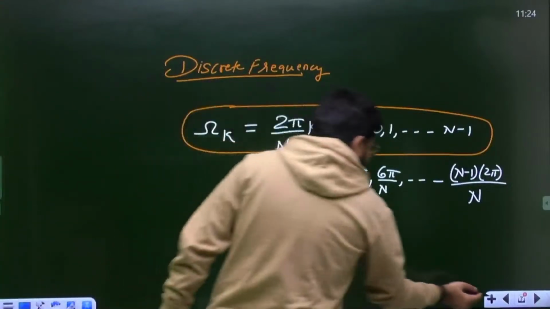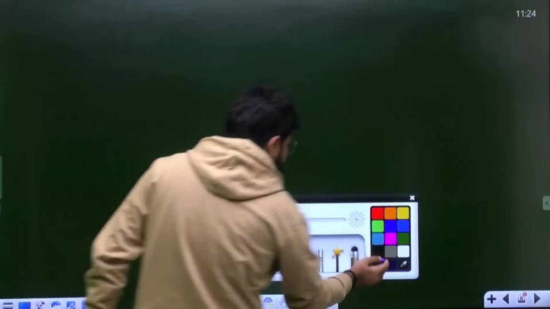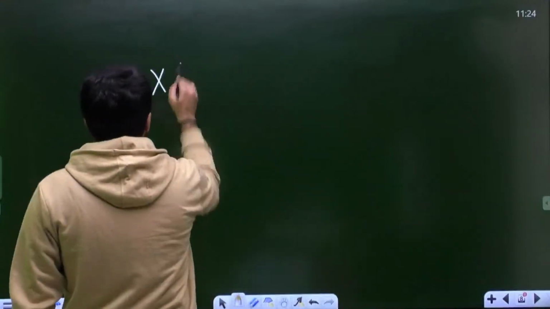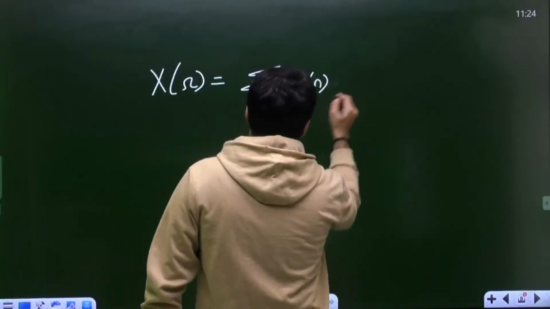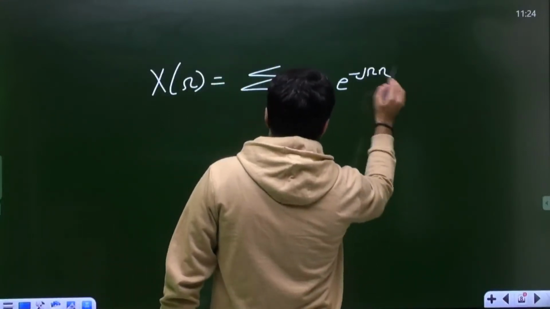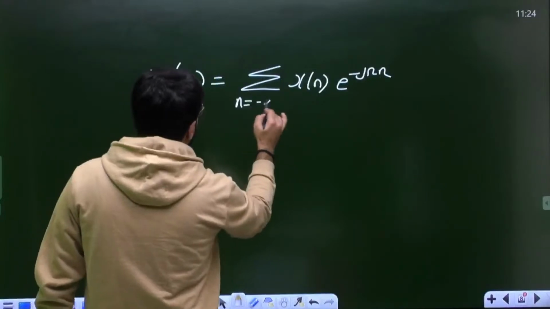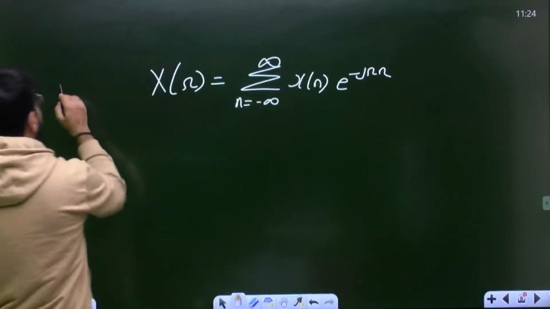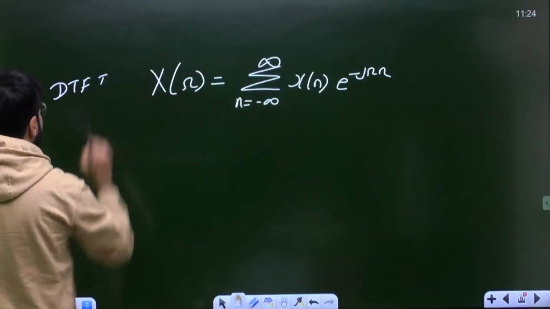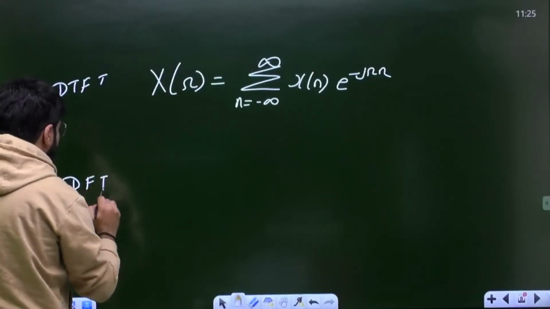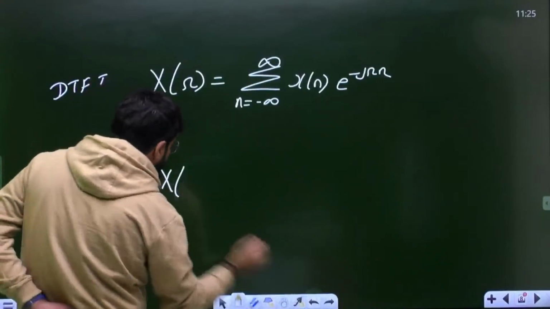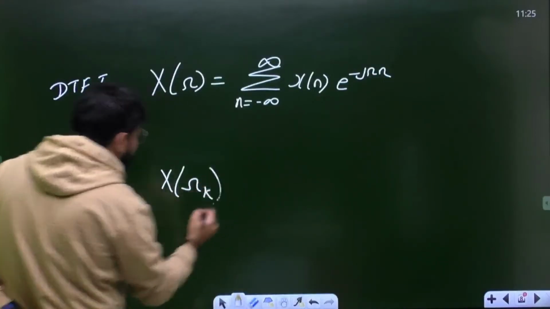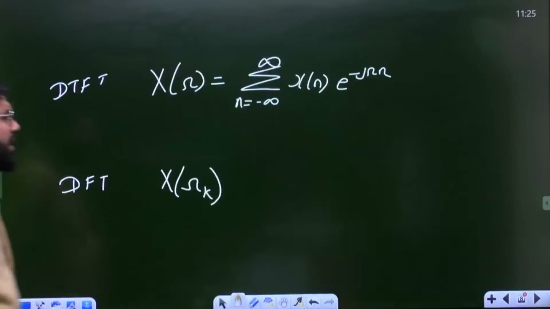Now when I write down the DTFT, what was the DTFT? Let me rewrite: X(omega) equals summation of x[n] e power minus j omega n. Now, if this was the DTFT, what is my DFT? DFT, as I told you, is the Fourier transform obtained by discretizing the frequency. So it is a function not of omega now, but of omega k. But omega k depends on what?